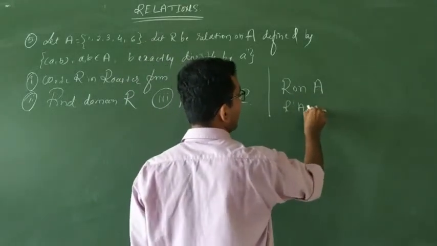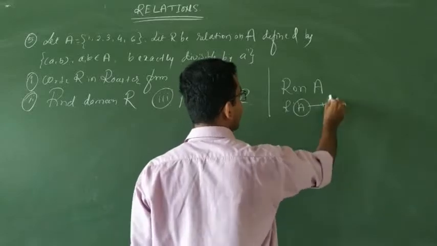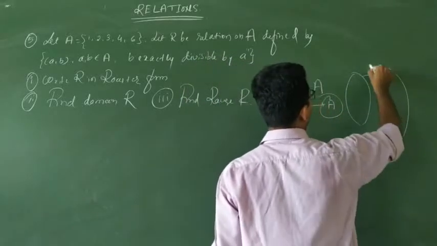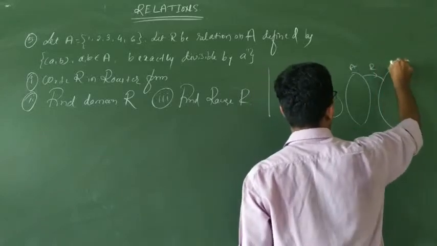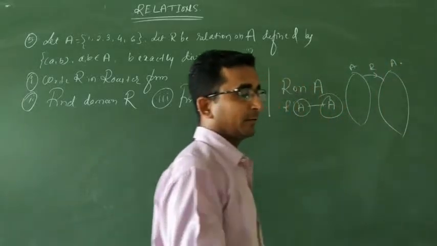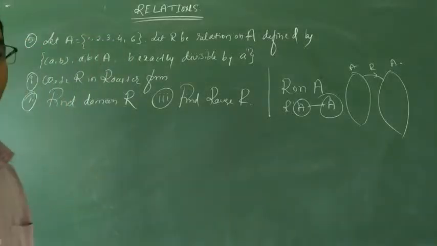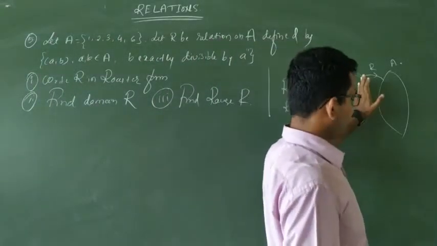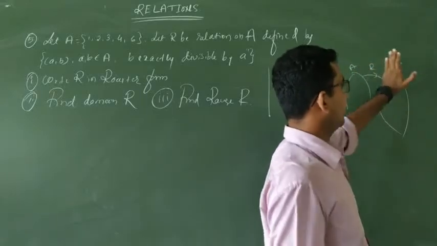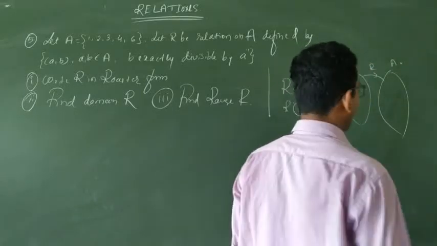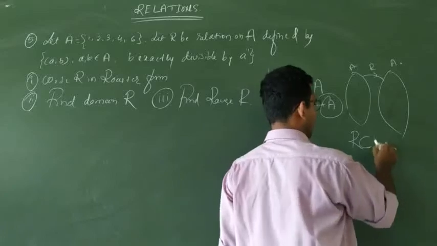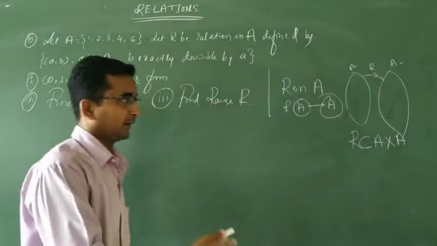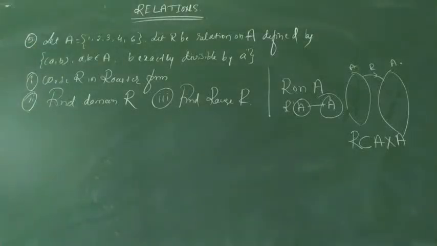By structure, we can say R is from A to A only, because the relation is defined on a single set as the domain. If they have given only a single set, then the codomain will be the same, because you cannot define it otherwise: R is a subset of A cross A, and the second set is A only.